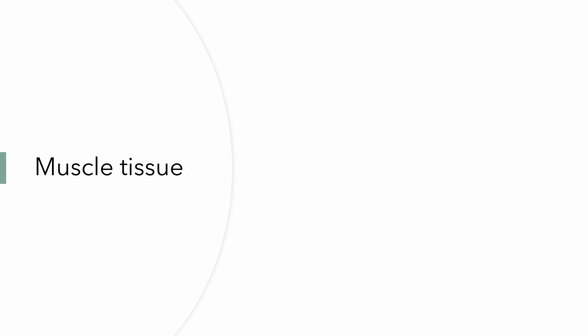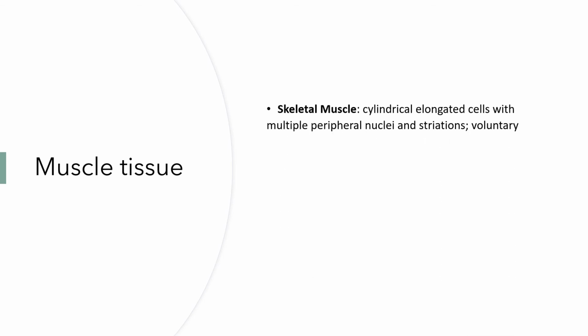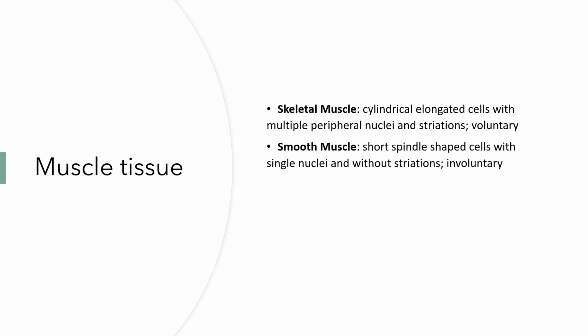Now let's move on to muscle. You've got your skeletal muscle. And you're going to see this in a moment, but skeletal muscle has cylindrical, elongated cells with multiple peripheral nuclei and striations. They are voluntary, which means that you can tell it what to do. Smooth muscle consists of short spindle-shaped cells with single nuclei without striations. They're involuntary. So basically it means they do whatever they want. Your brain doesn't tell it what to do.